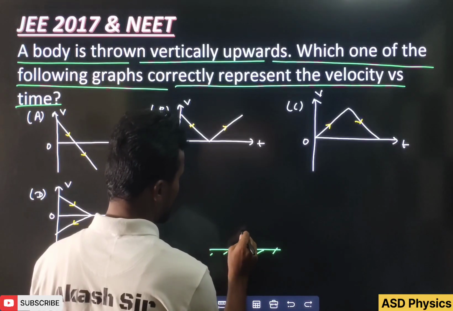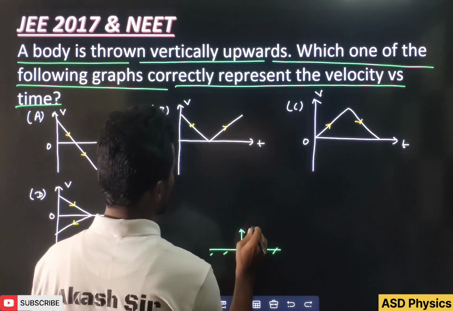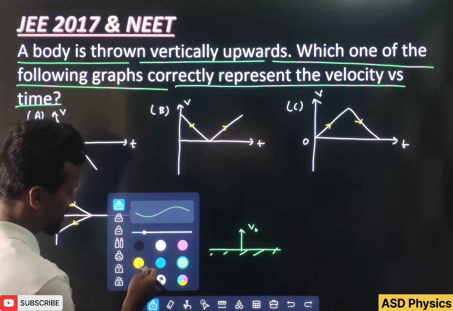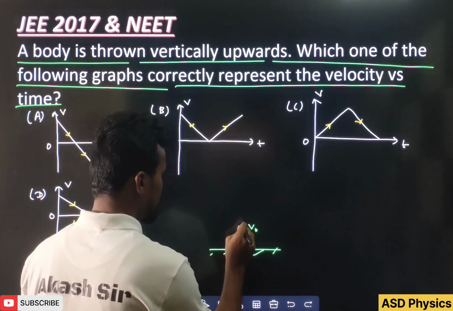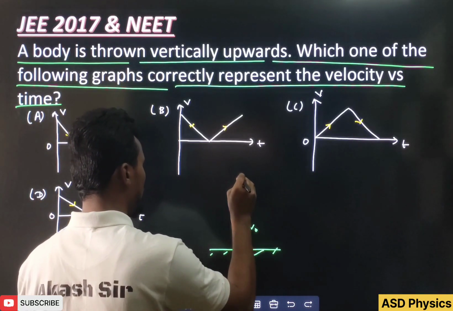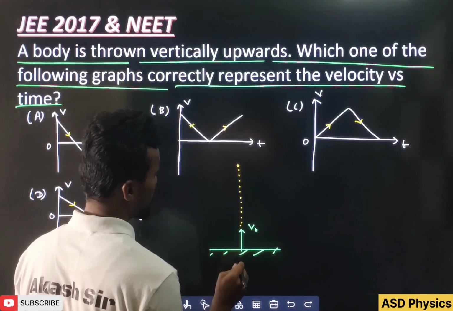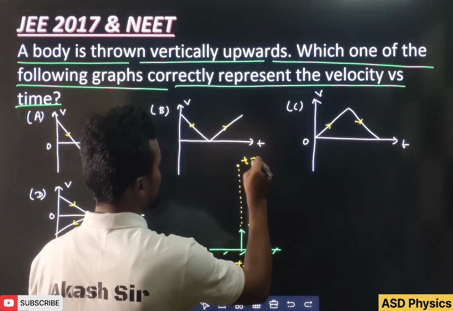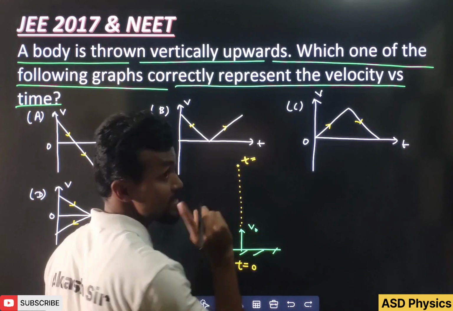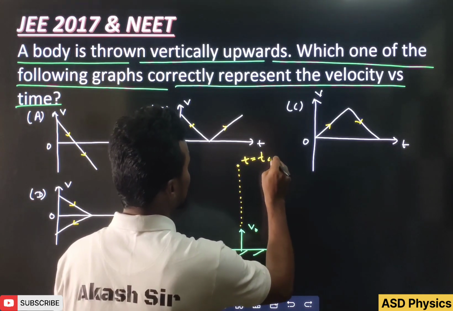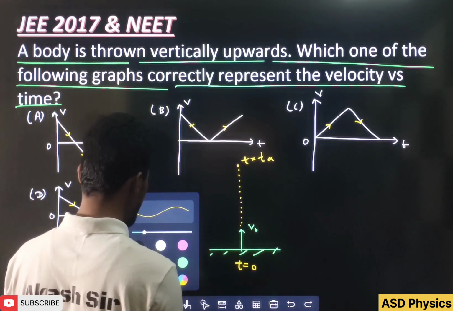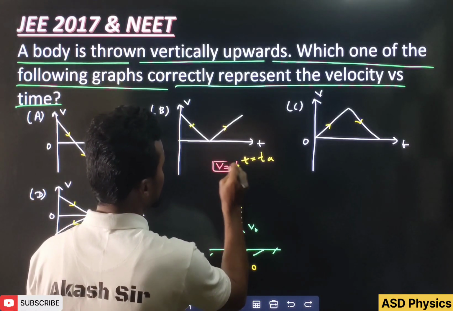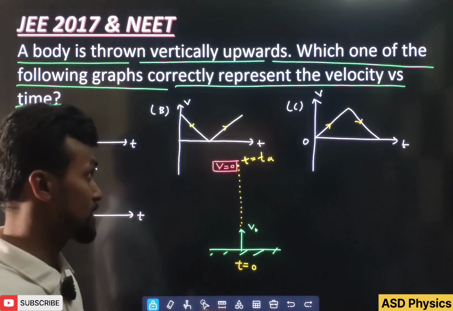So see, students, one body is thrown with some velocity. Let's take, for example, v naught. Actually, it used to be u, but okay, I am just writing v naught. So what will happen when the body keeps on going up? Let's take time t equal to 0, and the time of reaching the highest point is the time of ascent, going up. At this time, velocity will become 0. We are doing everything in the absence of air.